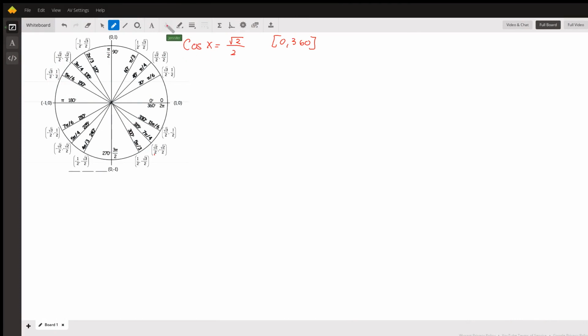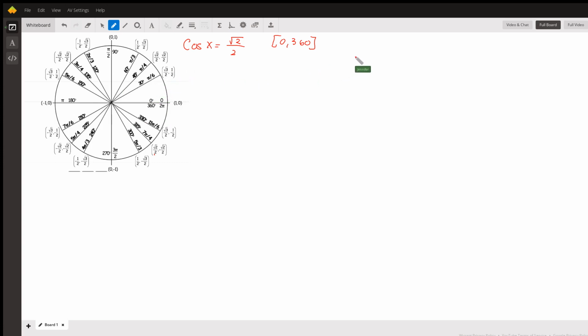Okay, so this is your problem. The question is, for what value of x is cosine x equal to square root of 2 over 2 in the interval 0 to 360 degrees? Okay, so I assume you are familiar with your unit circle.